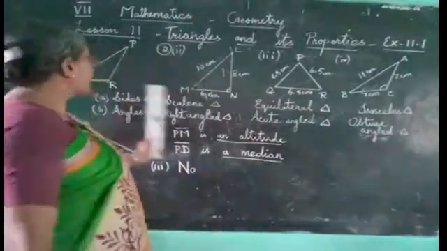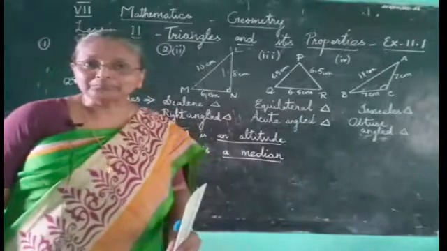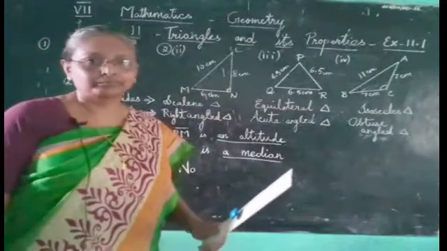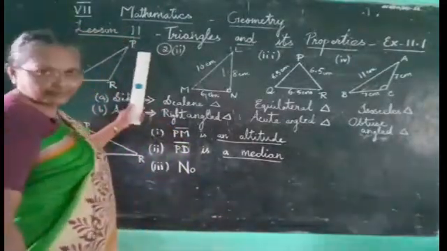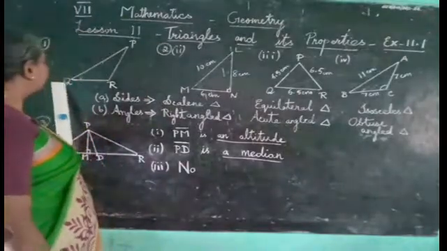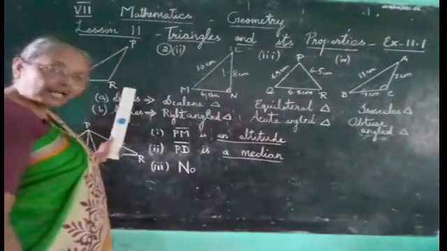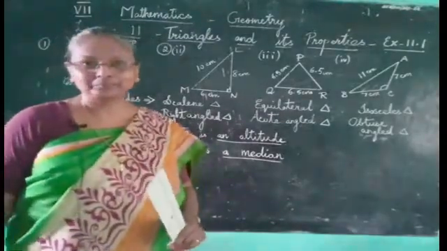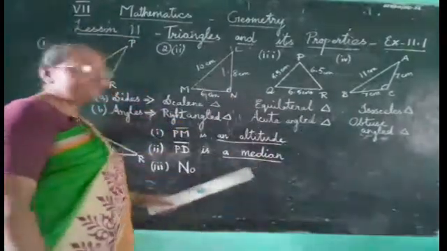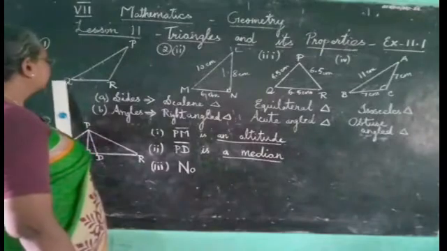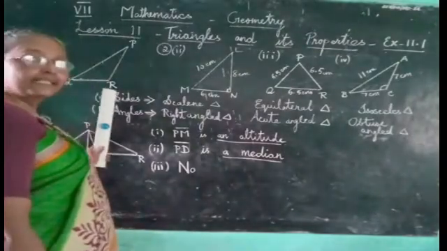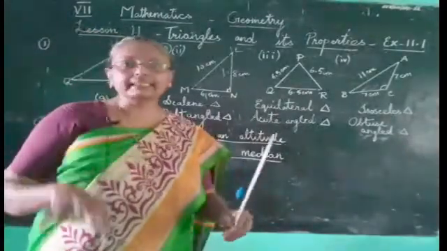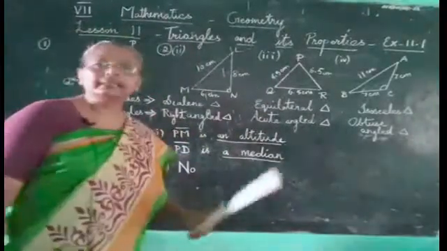Now in this triangle PQR, which are the vertices? One vertex is P, another vertex Q, another vertex R. Okay. Now, which are the sides of the triangle PQR? Yes, one side is PQ, another QR and another side PR or RP. So these are the three sides. PQ, QR and RP are the three sides of the triangle.